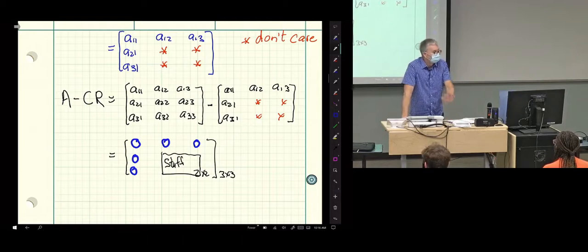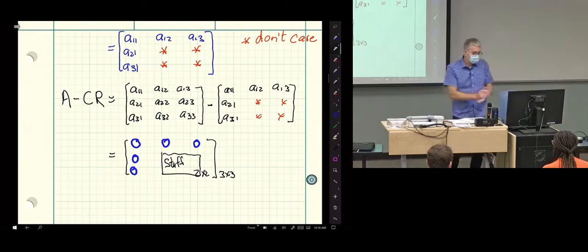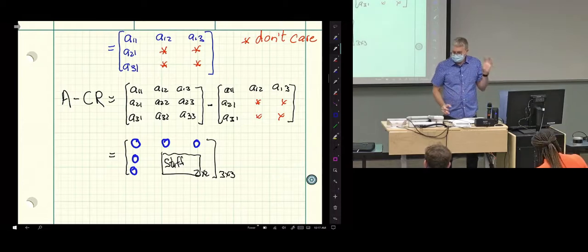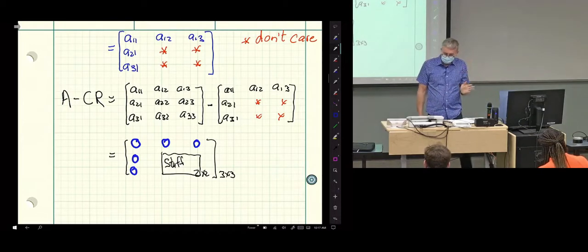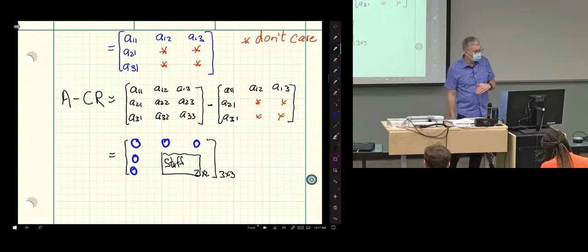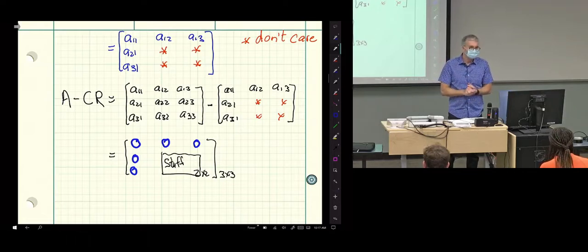Okay, so what's magical about what we've just done? Anybody have an idea? Comments? Online, somebody's got a good idea about what's so special about taking A and getting a column vector and a row vector such that when we take the difference, we've got zeros on the first row and the first column and a 2x2 matrix left over.